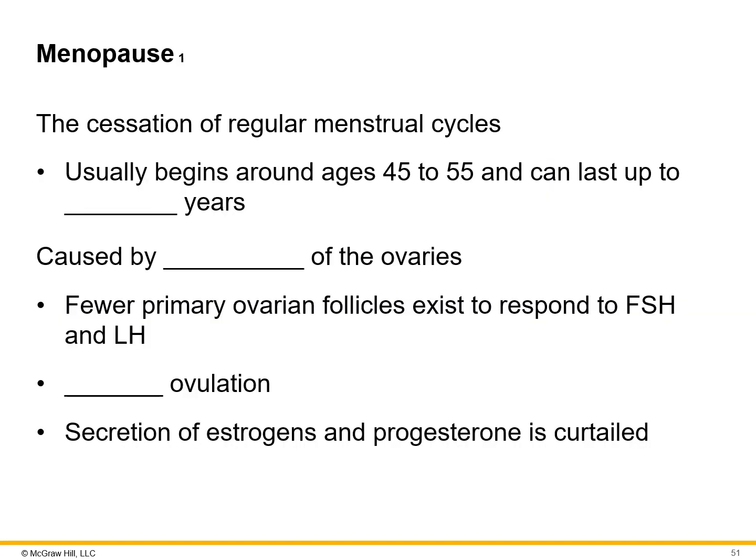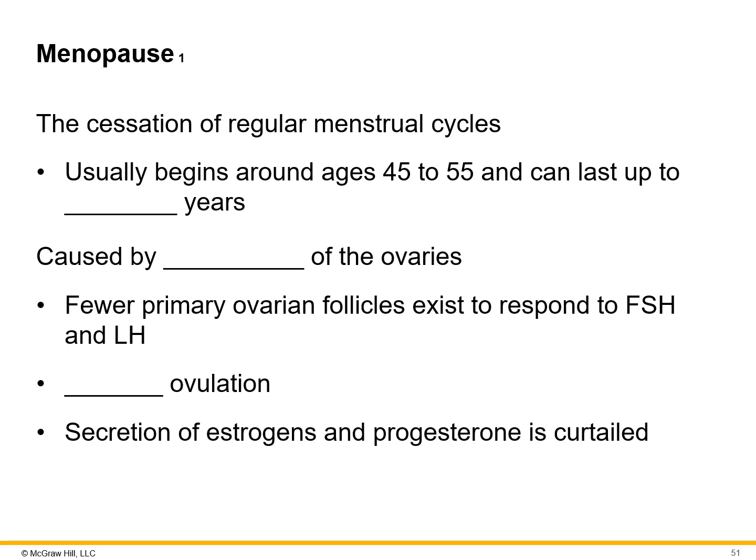All right, so next up we have menopause. Menopause is the cessation of regular menstrual cycles, usually begins around ages 45 to 55 and can last up to 10 years. The onset is usually gradual and menstrual cycles become irregular. This is caused by the aging of the ovaries.